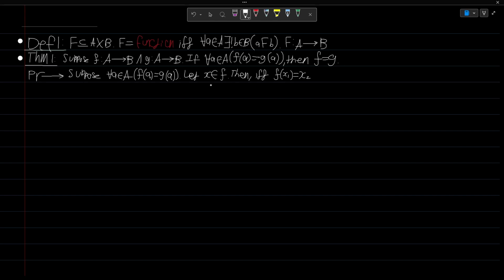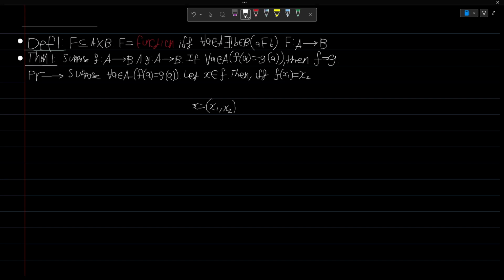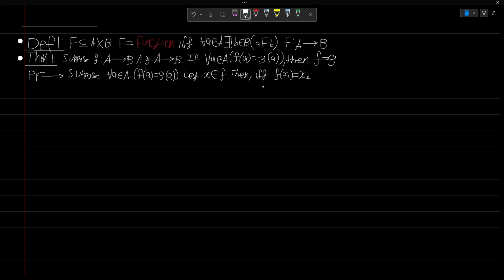First, we observe that x is in f if and only if f of x1... Also, I have to specify. Whenever you see x1 or x2, just note that x is an ordered pair that is equal to x1 comma x2. So, I was about to say that we observe that x is in f if and only if f of x1 is equal to x2.